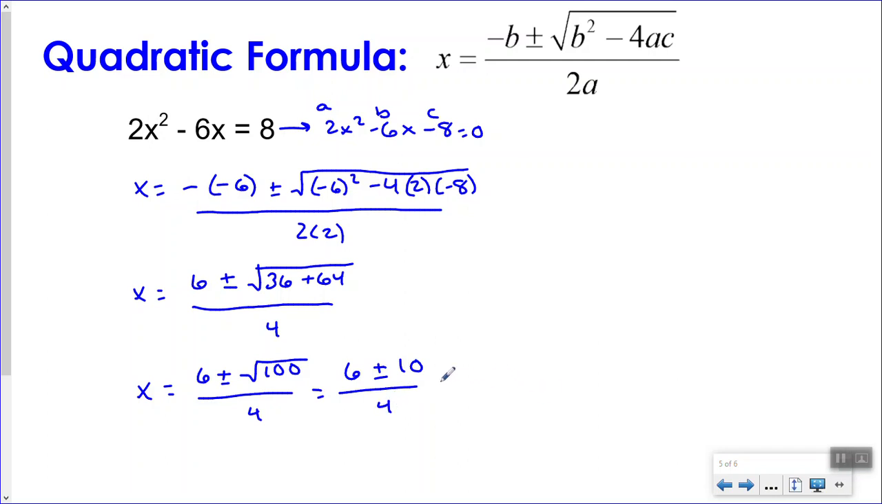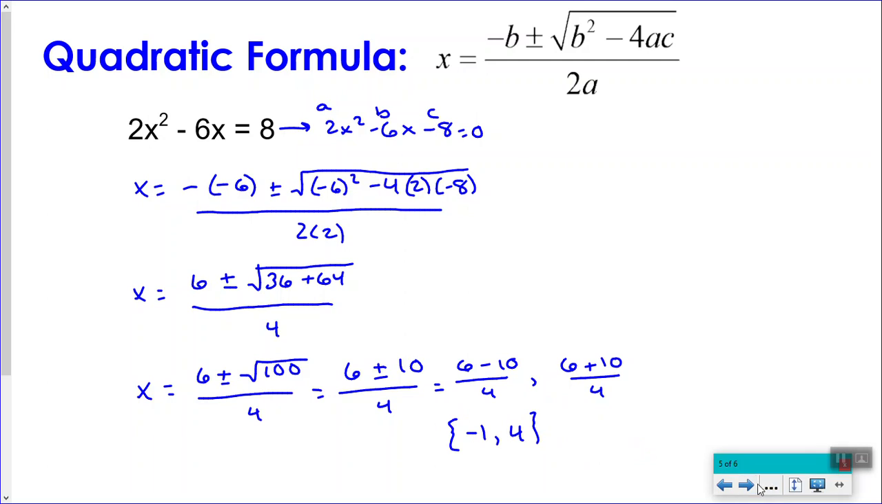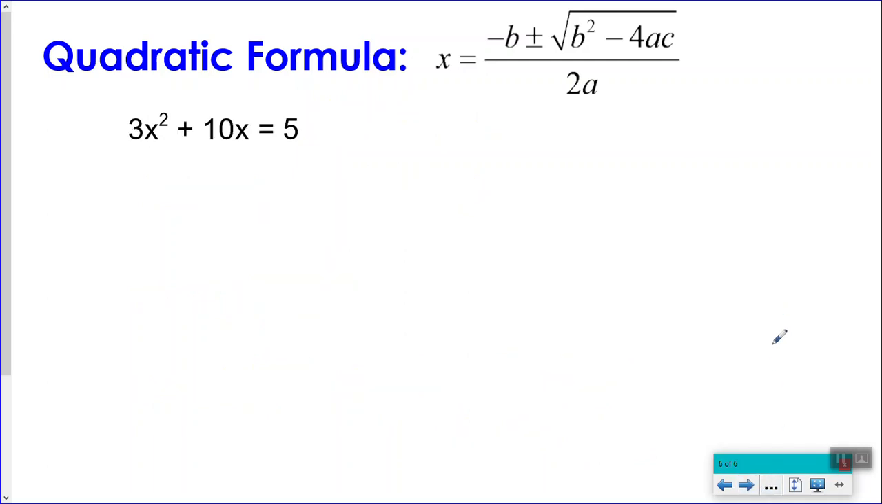all over 4. And this is where we can split into 2 different scenarios to find our solutions. So you have 6 minus 10 over 4 and 6 plus 10 over 4. And of course we want to simplify this. So 6 minus 10 is negative 4. Divided by 4 is going to be negative 1. And 6 plus 10 is 16. Divided by 4 is positive 4. So our two solutions here are negative 1 and 4. Go ahead and pause the video and try the last example on your own.